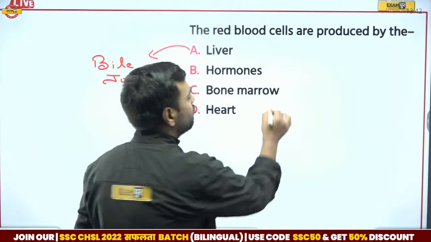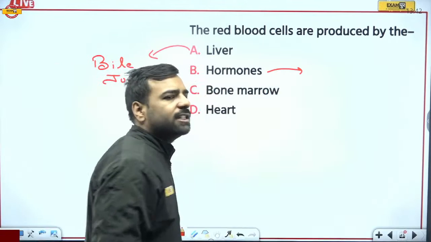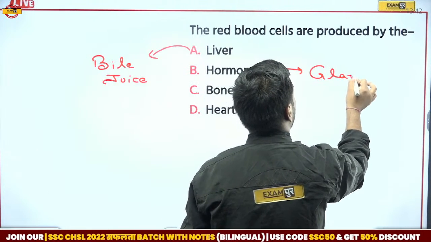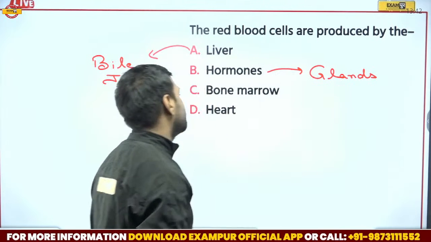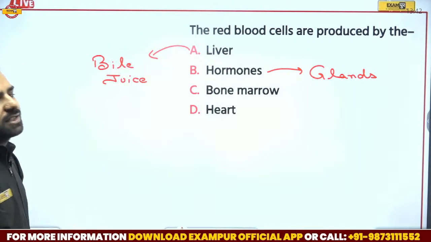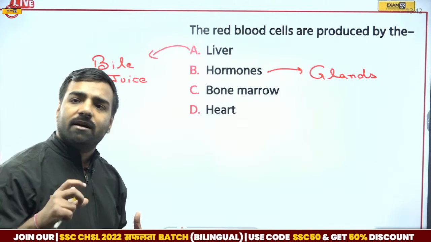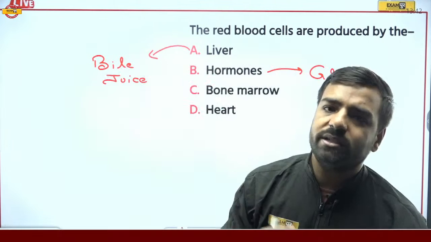If I talk about hormones, there are several hormones, and these hormones are released by several glands. If I talk about heart, obviously it is helping in the purification of the blood, that is, making the blood oxygenated, that is oxygenated blood.